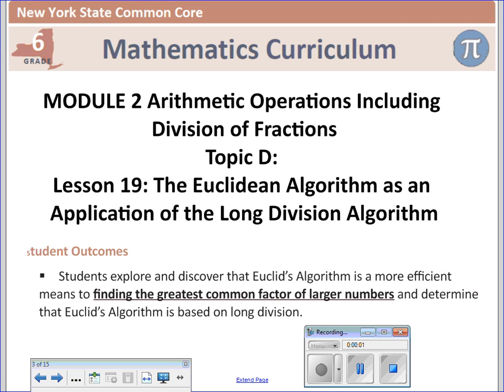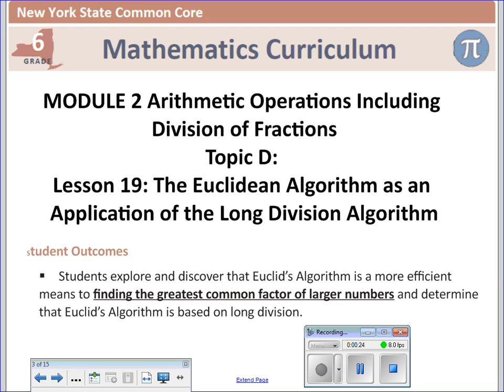I'm back for the last final lesson in Module 2. Today is Module 2, Lesson 19, the Euclidean algorithm as an application of the long division algorithm.